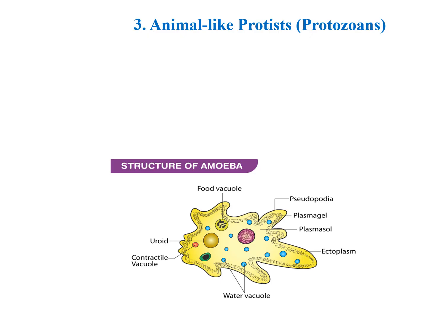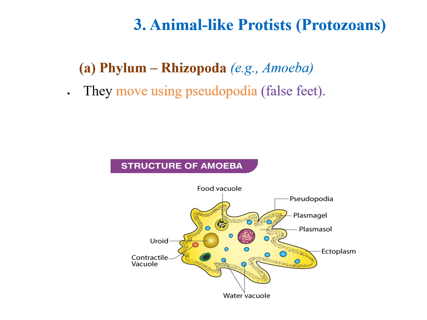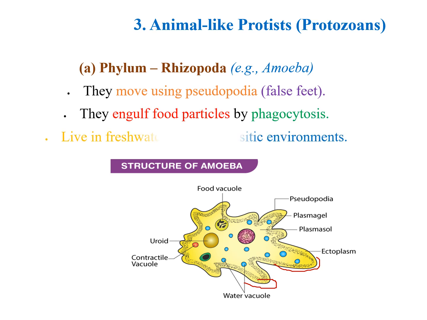Now third, the animal-like Protista, protozoans. These are heterotrophic Protista, usually unicellular, that exhibit movement and feed by ingesting food particles. The major groups: first is phylum Rhizopoda, for example amoeba. They move using pseudopodia, false feet, which are not permanent. They engulf food particles by phagocytosis, extending the plasma membrane around the food and engulfing the food particle into the body. This process is called phagocytosis.